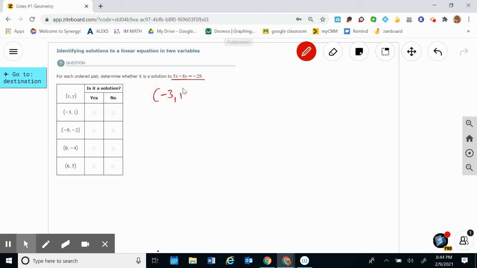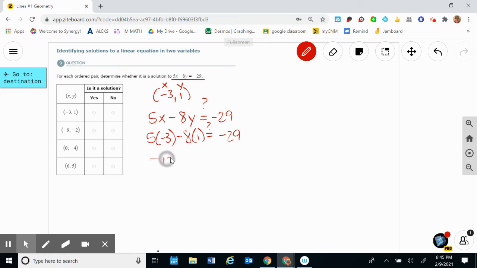So the first one, -3, 1. That means plug in -3 for x and 1 for y. So formula, then substitution: 5 times -3 minus 8 times 1 equals -29. And look at you guys, we are actually asking the question: if this point is the solution, we will get an answer. We are not moving things left to right. When you are checking for a solution, you are just checking it.